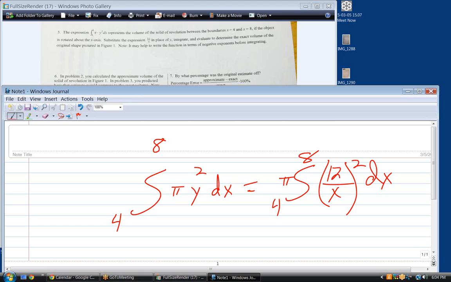So do you know how to take that integral? Yes. Okay, just apply the power rule. Yes, I believe I can do that by myself, if need be. Okay, so you can come up with the integral. What other problem do you want to look at here?